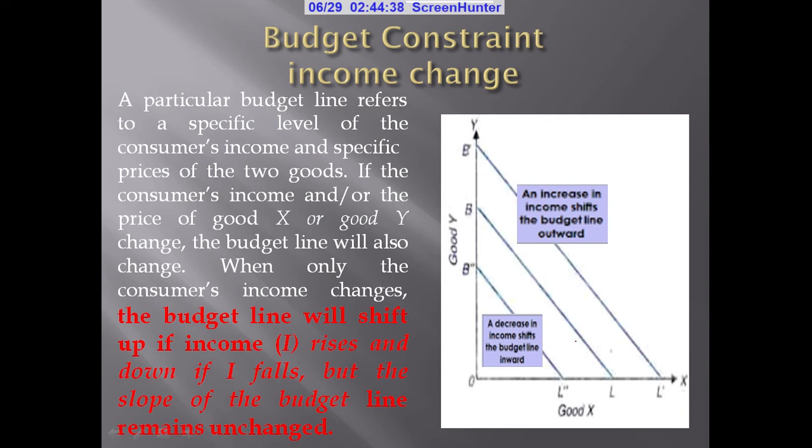When the income of the consumer increases, let's suppose the initial budget line is BL. At this budget line, the individual's income is equal to $10, keeping the price of X equal to 2 and the price of Y equal to 1. The individual is able to purchase 5 units of X and 10 units of Y.